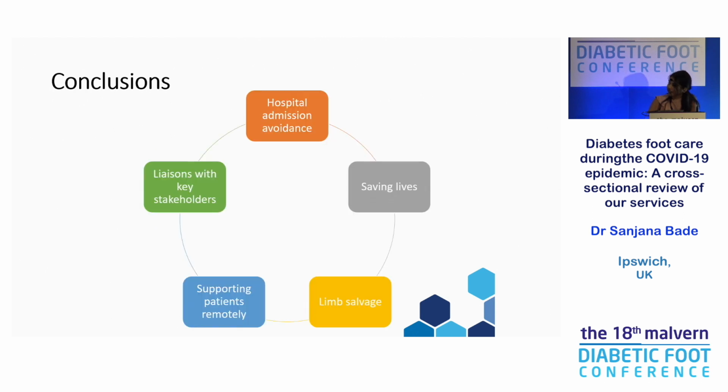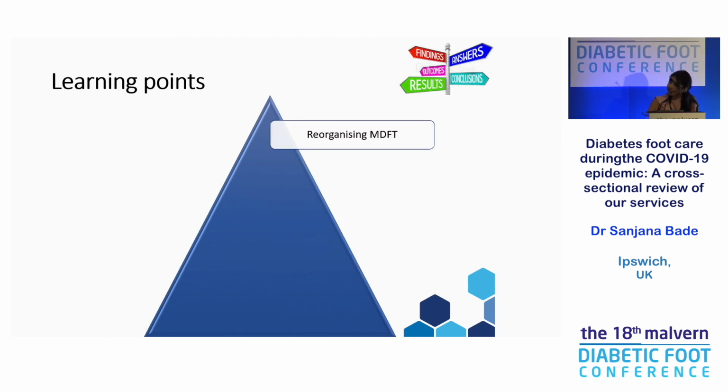To conclude, ladies and gentlemen, our main aim was to reduce hospital admissions, save lives, diabetic foot disease or otherwise, and salvage limbs. We wanted to support patients remotely and did a lot of telephone clinics. We liaised with key stakeholders. As for our data, it does not look as adverse as it might have been in some other places. I think we've done well. I'm sure you'll agree with some of these.